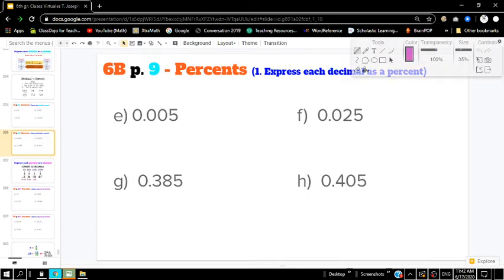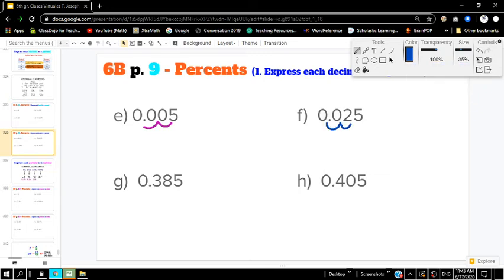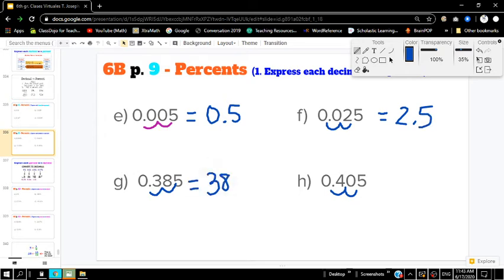The rest of the problems on this page are exactly the same. You're just going to move the decimal point over 2 spots, which I can quickly do. 1, 2, 1, 2, 1, 2. So we are left with 0.5, we are left with 2.5, we are left with 38.5, and 40.5.